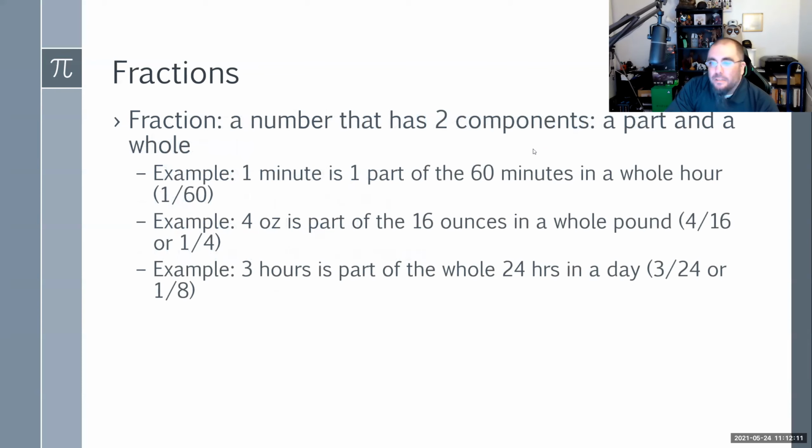So a fraction is a number that has two components, a part and a whole, right? 1 minute is one part of the 60 minutes in a whole hour, or 1/60th. 4 ounces is part of 16 ounces in the whole pound, 4/16 or a quarter pound, right? You hear that a lot with McDonald's, quarter pounder. 3 hours is part of the whole 24-hour day, 3 out of 24, or about 1/8 of the day, right?